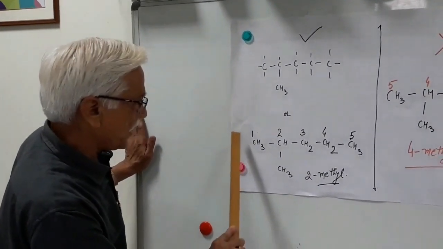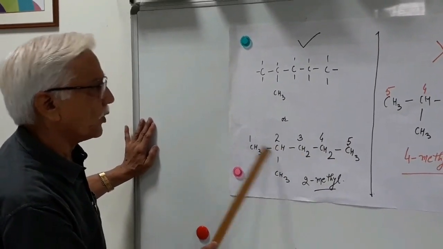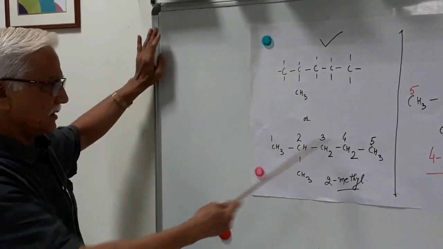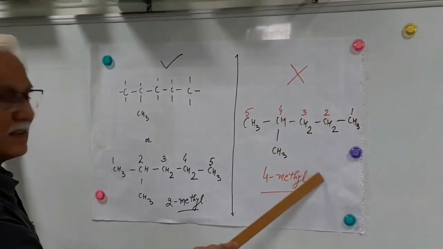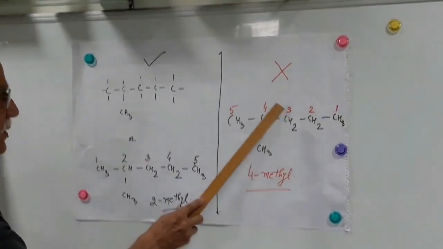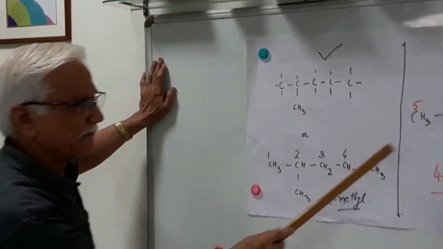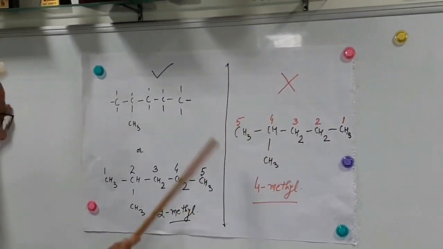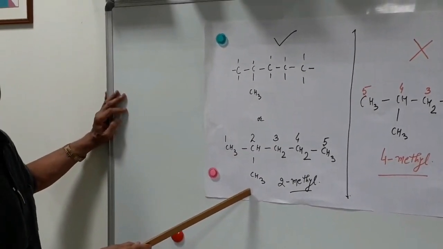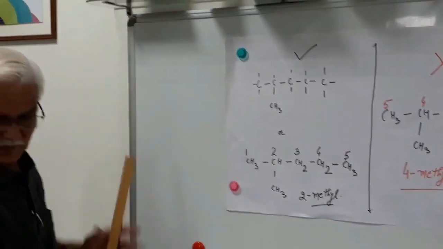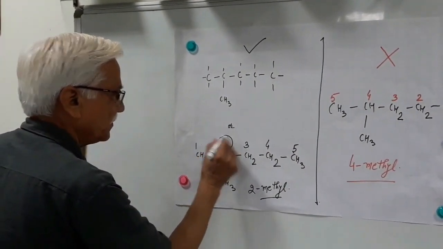So now the longest chain is 1, 2, 3, 4 and 5. Or number it from this end: 1, 2, 3, 4 and 5. Any way you number it, it is 5. So there are 2 ways. I have written here the second way. 1, 2, 3, 4 and 5 when I am going from left to right; 1, 2, 3, 4 and 5 when right to left. Now the position of the side chain or the branch chain is different. Have you seen here? Here it is 2. In the black, if you have seen, it is 2.